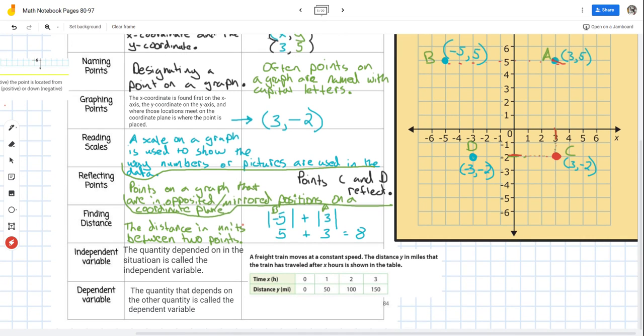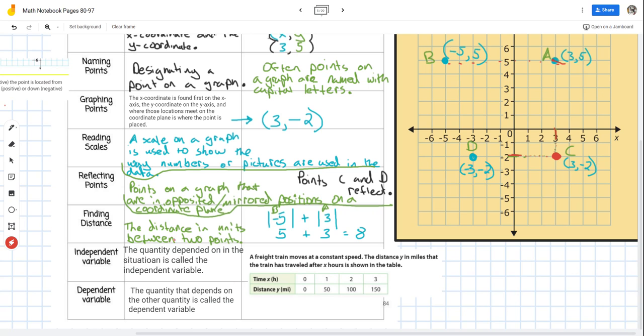Finally, we have two more definitions, and these are fairly difficult for students to understand. Again, we're going to be going over this a lot. But you'll see independent variables and dependent variables. I want you to take your time to write this down. An independent variable is the quantity depended on in the situation, and is called the independent variable.